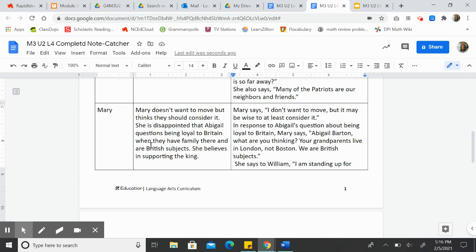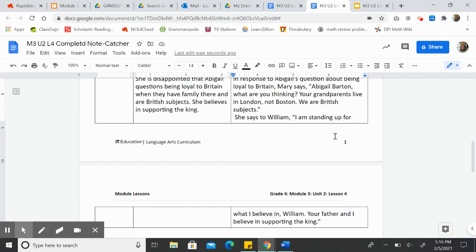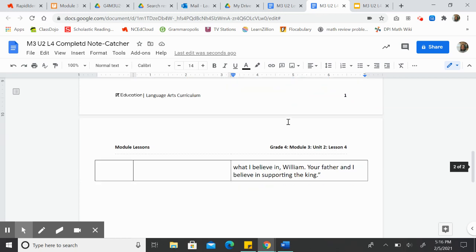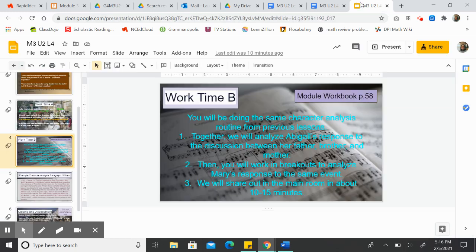So here's some proof. Mary says, "I don't want to move, but it may be wise to at least consider it." In response to Abigail's question about being loyal to Britain, Mary says, "Abigail Barton, what are you thinking? Your grandparents live in London, not Boston. We are British subjects." She also says to William, "I am standing up for what I believe in, William. Your father and I believe in supporting the king."